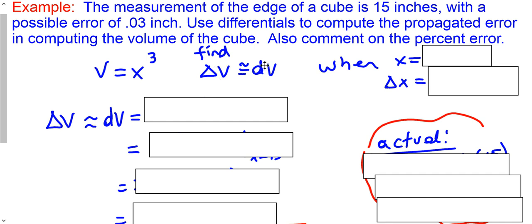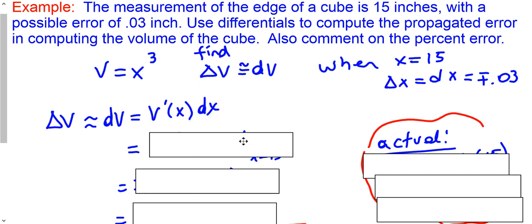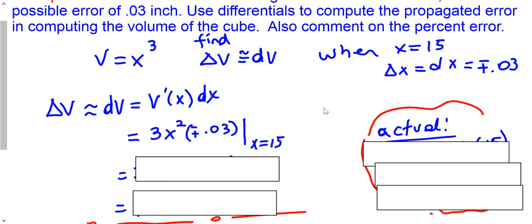So we want to know delta V, which we will approximate by dV when x is 15 and delta x is 0.03. So using the same formula as before, dV is V prime of x times dx, which is 3x squared times dx. Now here I'm using plus or minus notation because we're dealing with the error. We don't know if it's plus or minus 0.03 inches. So to be on the safe side, when we hear error, we're going to use plus or minus notation.